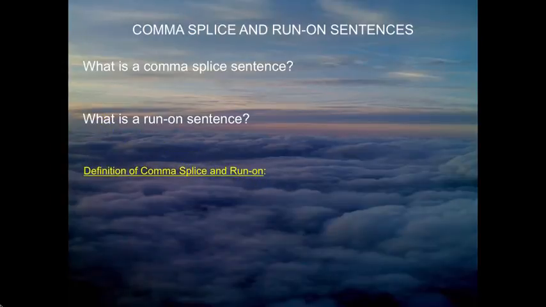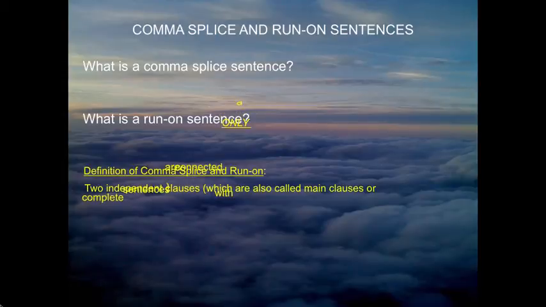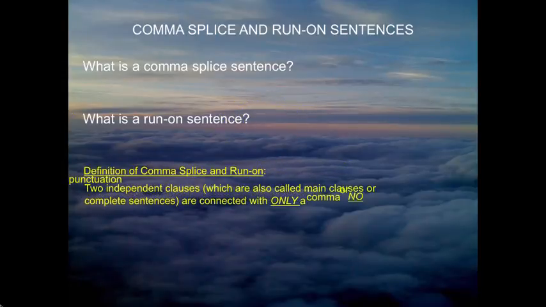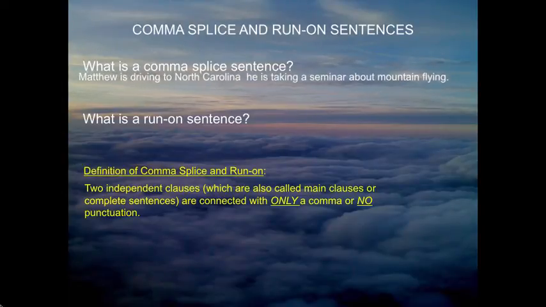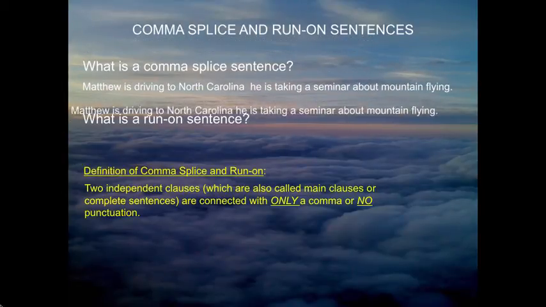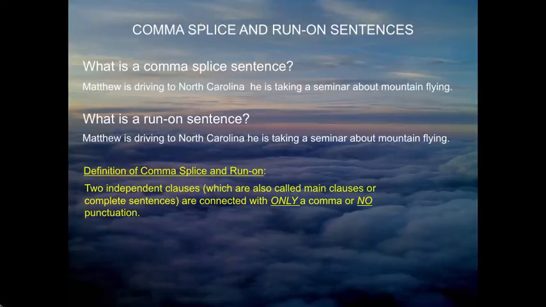The definition of a comma splice and a run-on sentence is two independent clauses, which are also called main clauses or complete sentences, are connected with only a comma or no punctuation. For example, the first sentence, "Matthew is driving to North Carolina, he is taking a seminar about mountain flying," is a comma splice because two complete sentences are only connected with a comma.